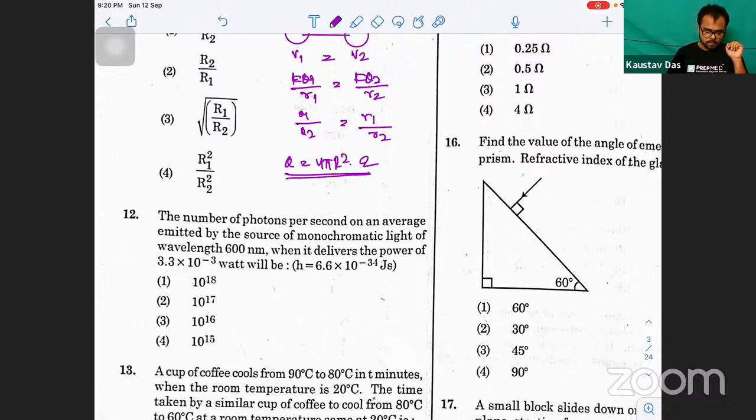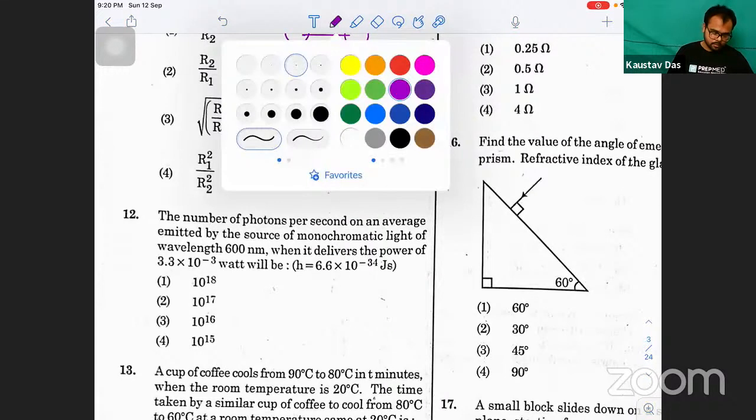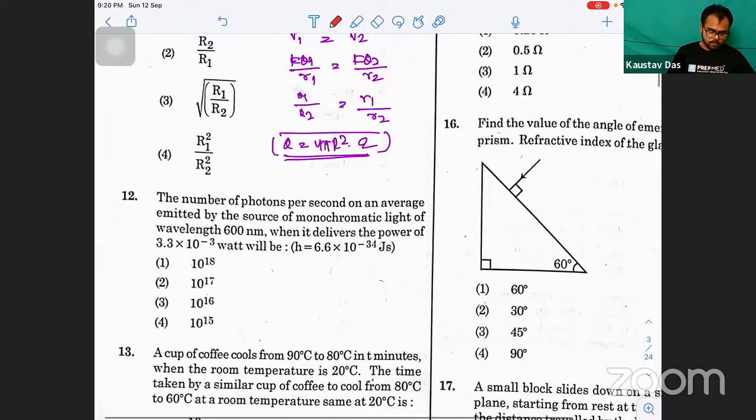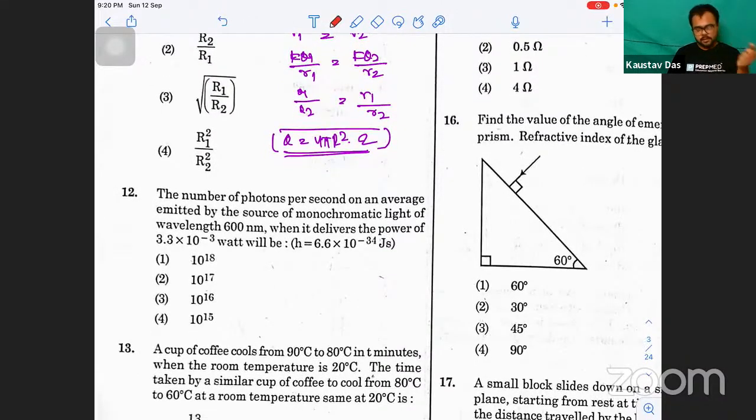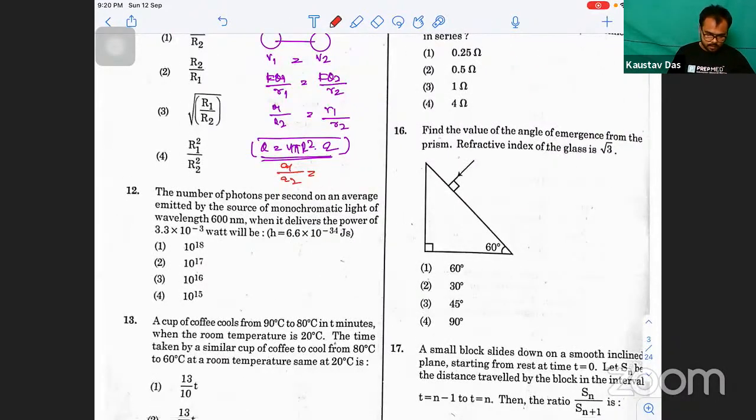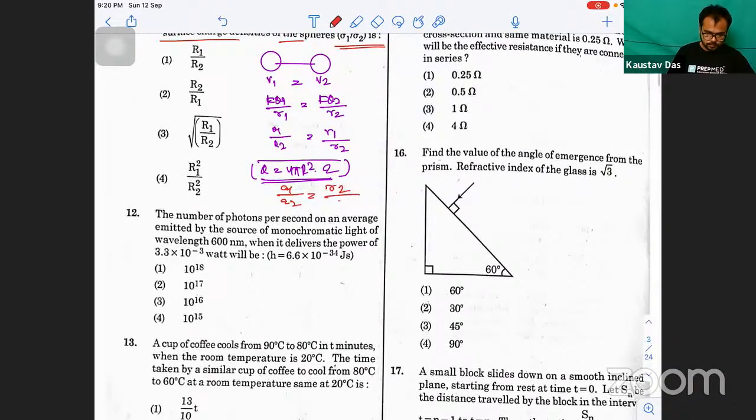If you put the values, I'm not going to do the total calculations. We have already calculated after we get the paper from your side. So if you put the values of 4 pi R1 square sigma 1 divided by 4 pi R2 square sigma 2, you have to find the ratio of sigma 1 by sigma 2, which, if you calculate, comes as R2 divided by R1. So here option number 2 is the correct answer.